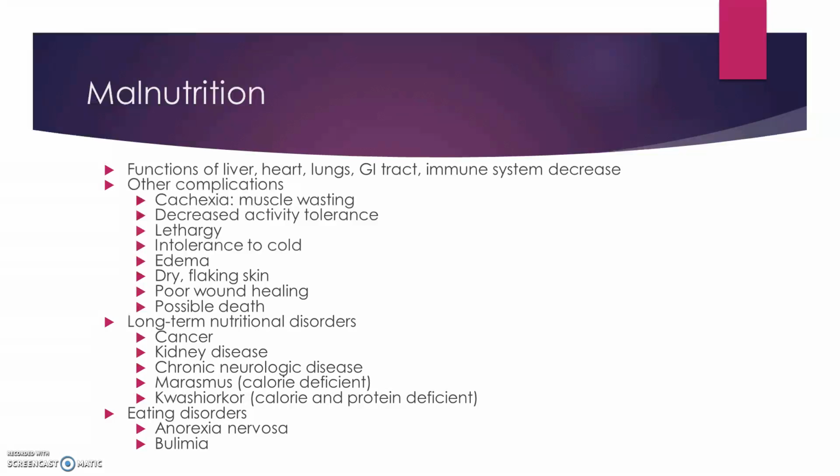Where I've seen this in the United States is related to eating disorders such as anorexia nervosa, more commonly than bulimia, but both can cause this. There are some long-term disorders such as cancer that can cause this, kidney disease, neurological diseases. If they're both calorie deficient and protein deficient, it's called kwashiorkor. If they're just calorie deficient, it's called marasmus.